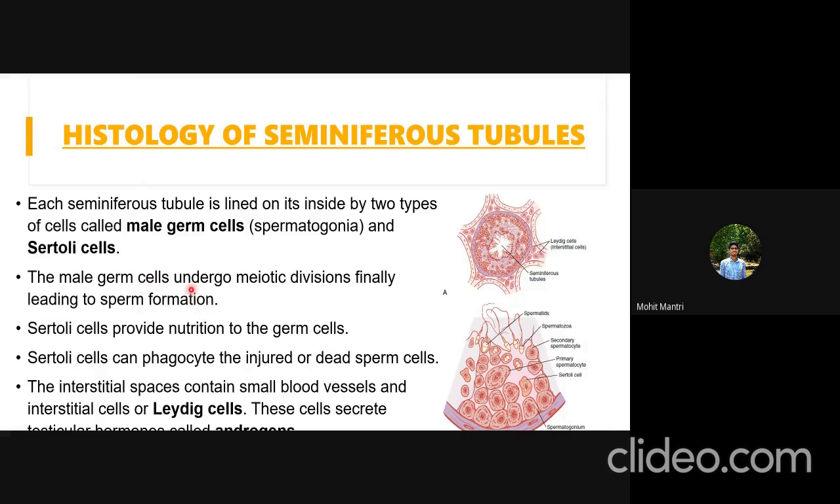Now, the male germ cell undergoes meiotic division, which forms the sperm or the gametes. Now, Sertoli cells provide nutrition to the germ cells and to the developing sperms. These Sertoli cells can also phagocytose the injured or the dead sperm cells inside the seminiferous tubule. And apart from the seminiferous tubule, there is some interstitial space which contains small blood vessels as well as some interstitial cells which are known as Leydig cells. And these cells secrete various testicular hormones which are called androgens, and testosterone is the most important androgen in male.